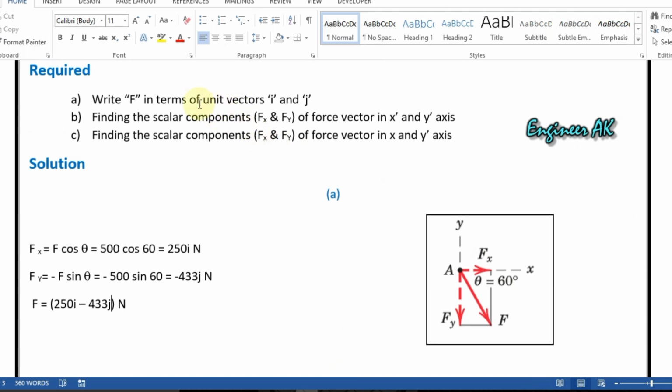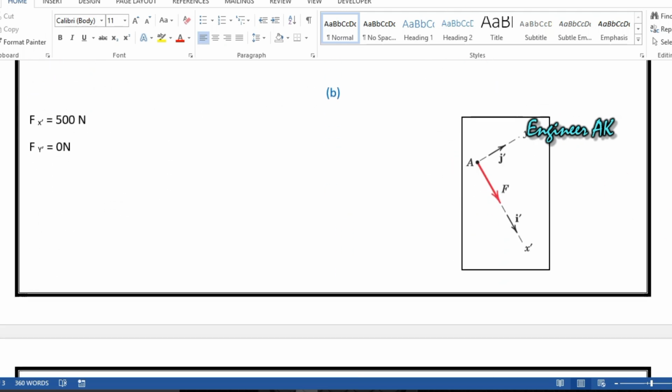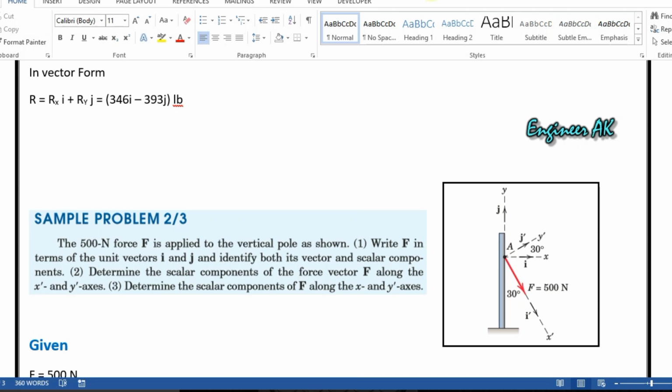We have found the force in terms of unit vectors i and j. Now in the second part, we have to find the scalar components F of x and F of y along the x dash and y dash axes. If we go to the question, here you can see this is the x dash and this is the y dash. This force is acting in the x dash direction, and there is no force in this direction.